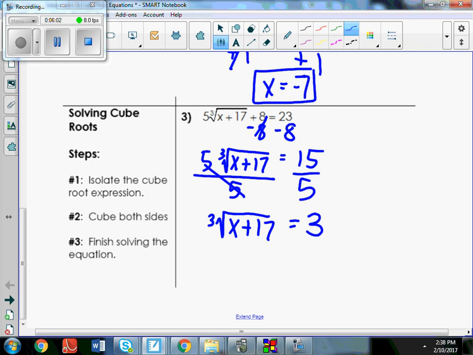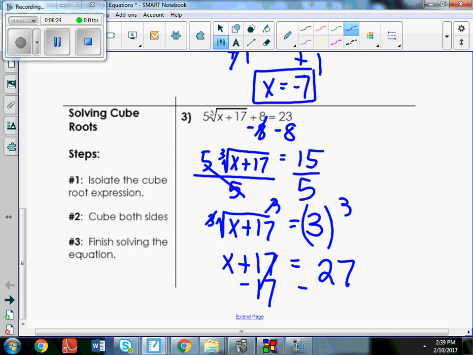All right, so I brought everything down. I divided my 15 by 5. So how do I get rid of cube root? Cube it. Cube both sides. Cube the 3. What's 3 cubed? 27. Good. If you were thinking 9, be careful. And so now I just have to subtract 17. Good. And x equals 10.